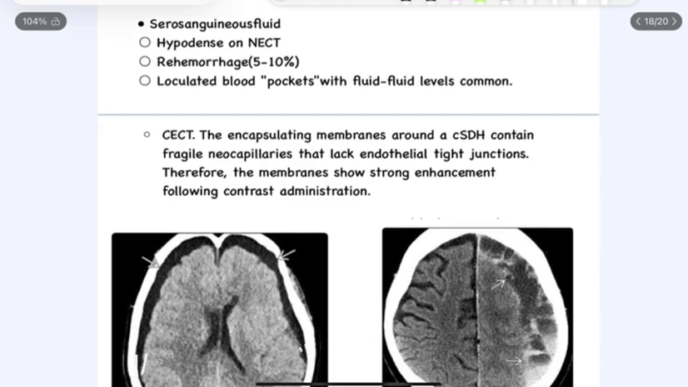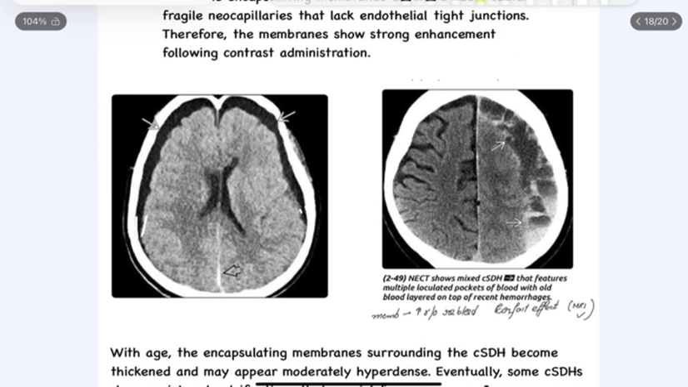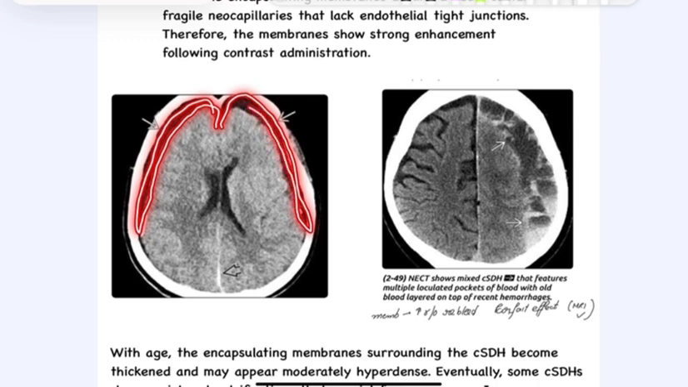Now we will take a look at CT scan. This is the CT scan of a simple chronic subdural hemorrhage. We can see a hypodense collection along the cerebral convexities. And this is a mixed chronic subdural hemorrhage that features multiple loculated pockets of blood with old blood layered at the top of the recent hemorrhage. And these membranes generally show increased risk of rebleed. This is often known as the Parfait effect, and this can be better appreciated on MRI.